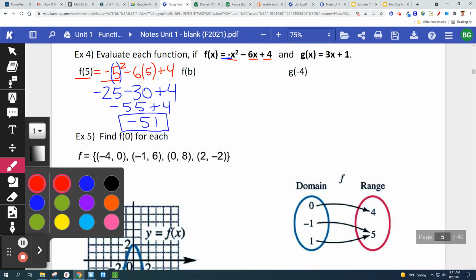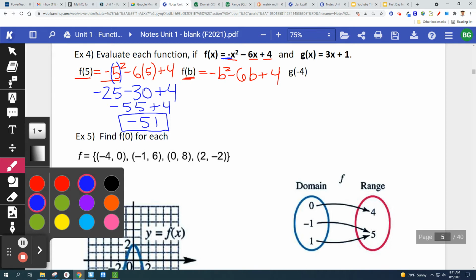F of b, this just means you're plugging in b, and you're not going to do much there. Negative b squared minus 6b plus 4. I apologize, my 6's and my lowercase b's look an awful lot alike. Try really hard to make them different.